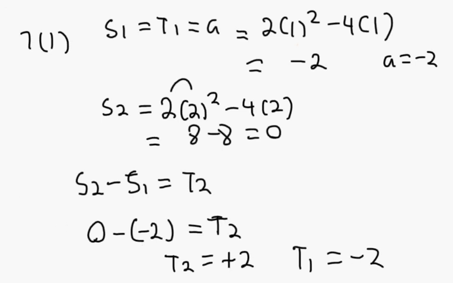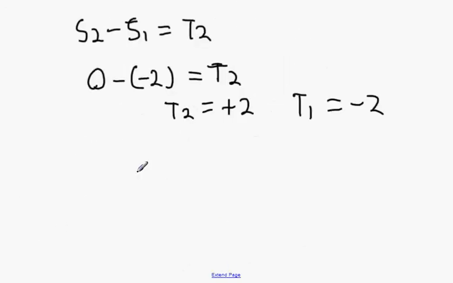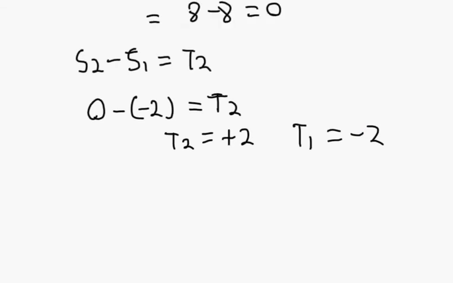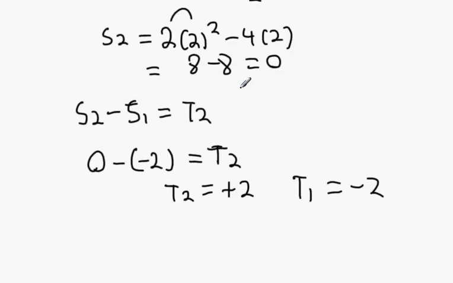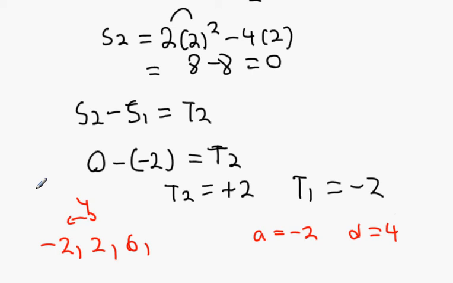All I got to do now, guys, is the following. What is the difference between T1 and T2? It's an arithmetic series, therefore it goes minus 2, plus 2. What comes after that? 6, because it's going up by 4. So you now know that A is minus 2, and you now know that the difference is 4.